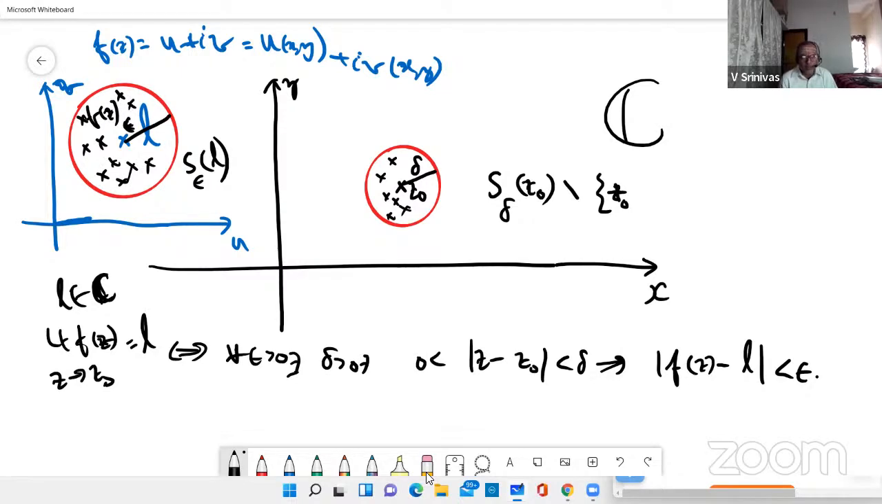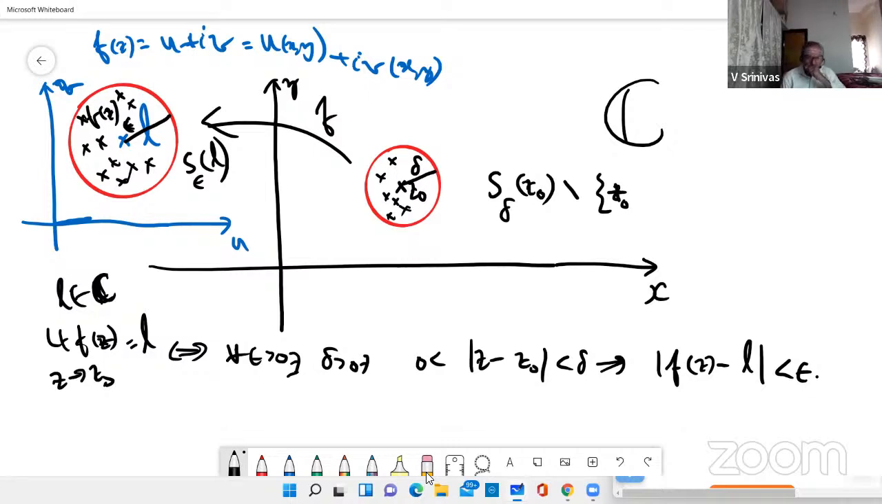However small an epsilon you take, corresponding to that you should have a delta neighborhood around z naught, and these z values should be mapped into this by f. If you change epsilon, these deltas may change. If this happens for each and every epsilon, then we say that this statement is true. If this statement is true, we write it like this.